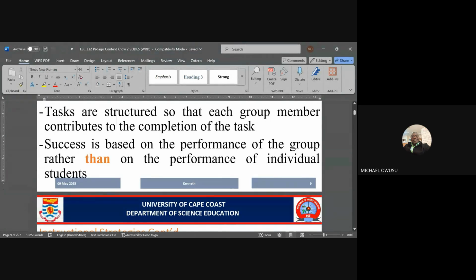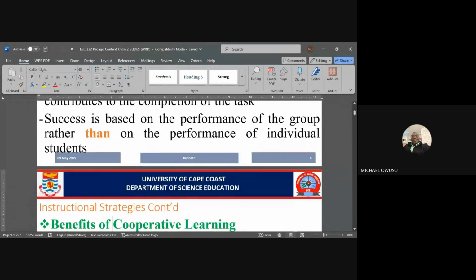Now the question is, what is the benefit of cooperative learning? That is the question on the floor. What's the benefit of cooperative learning? The benefit of cooperative learning, please. Hello, people. Let's talk. Let's talk.